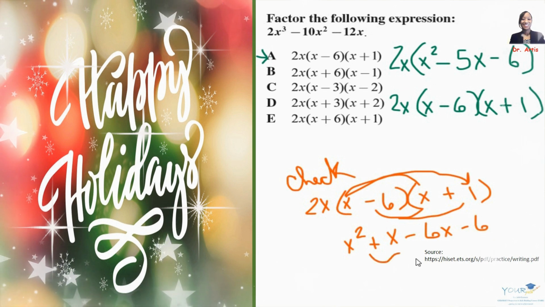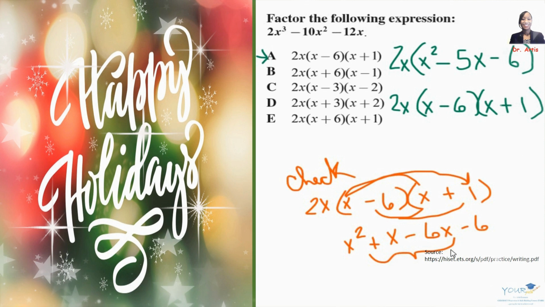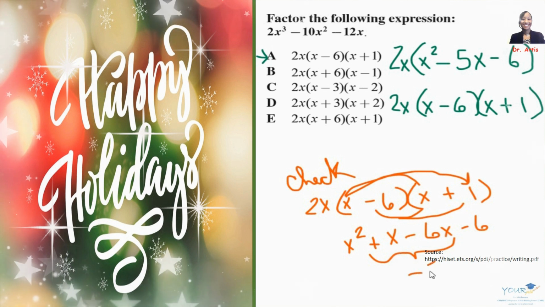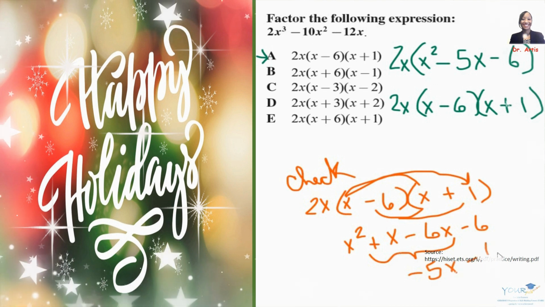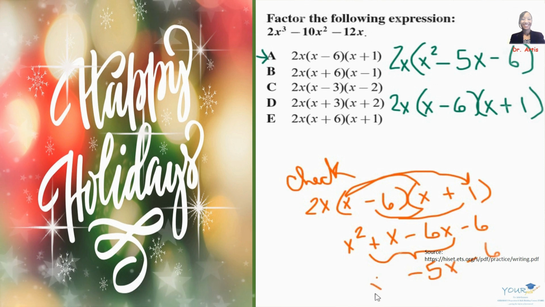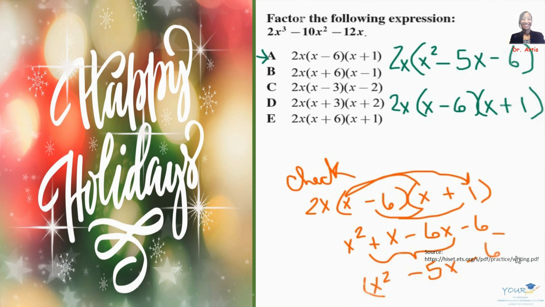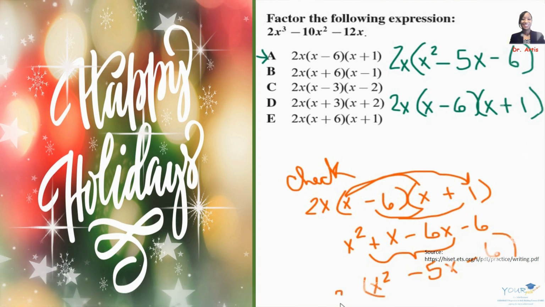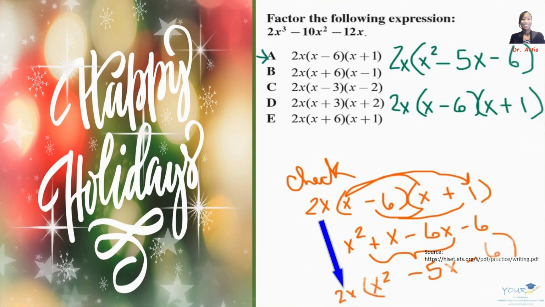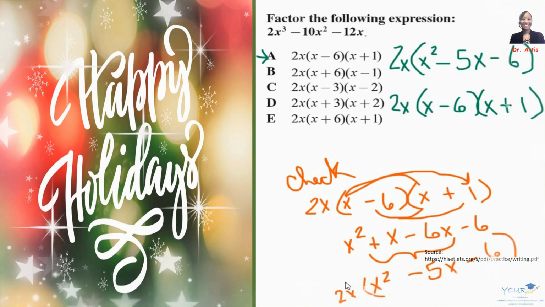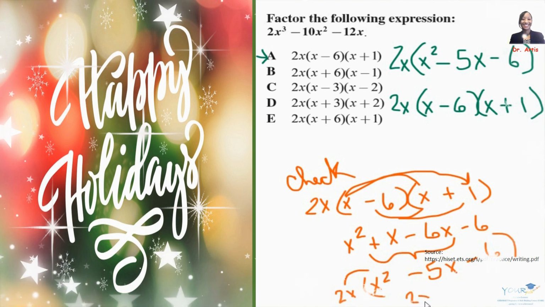Our next step will be to combine our like terms. So here we have a positive x and a negative 6x, which will give us a negative 5x. And then if we bring down the remaining of our terms, this is what we will have. We're now going to multiply what we have inside of our parenthesis by 2x. And when we do so, we get 2x times x squared gives us 2x cubed.